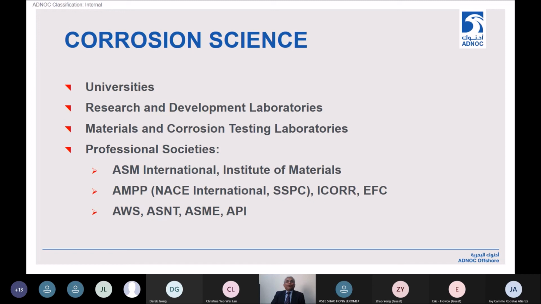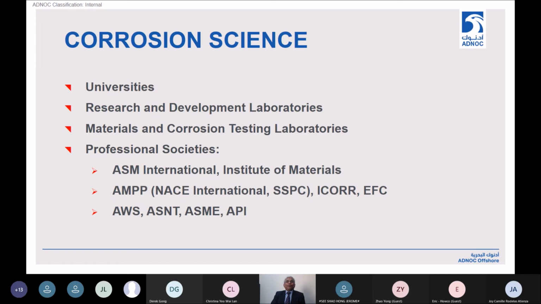Materials and corrosion testing laboratories form a very important part of the learning with respect to materials and corrosion, especially with respect to materials failure assessments or degradation assessments, failure investigations, root cause analysis, and so on.